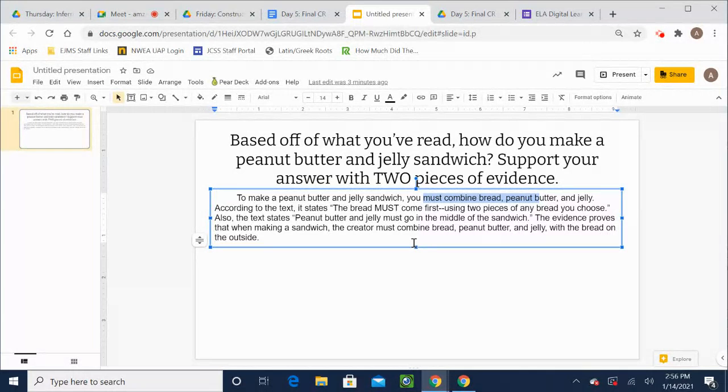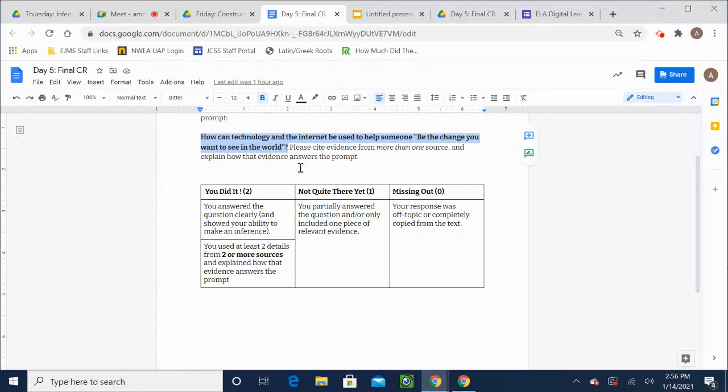Now, once again, you guys, you are not telling me how to make a peanut butter and jelly sandwich. You are going on this document that it asked you to make a copy of, and you are answering, how can technology and the internet be used to help someone be the change you want to see in the world? And you are citing evidence from more than one source and explaining how that evidence answers the prompt. Okay, paragraph is all writing complete sentences. Use the RACE format. Share it with me.